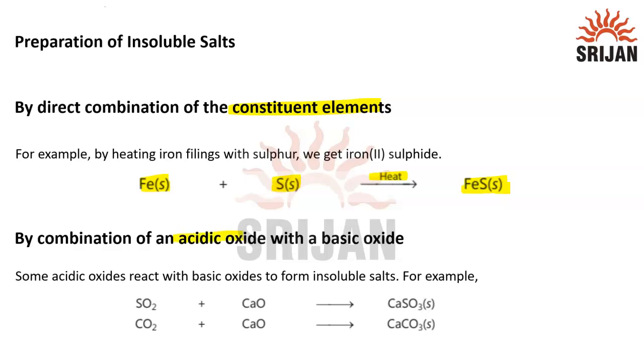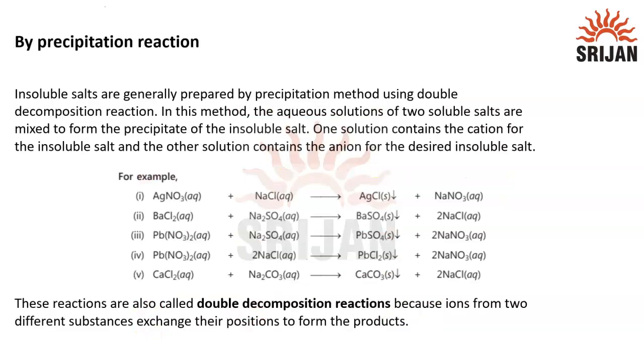Then by the combination of acidic oxide with basic oxide, we can also get insoluble salt. Here sulfur dioxide, which is acidic in nature, reacting with calcium oxide, which is basic in nature, gives calcium sulfide, which is an insoluble salt. The same thing happens with the reaction of carbon dioxide with calcium oxide, where we get calcium carbonate, an insoluble salt. Then by the precipitation reaction.